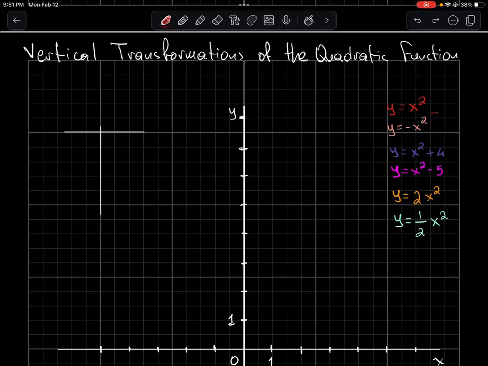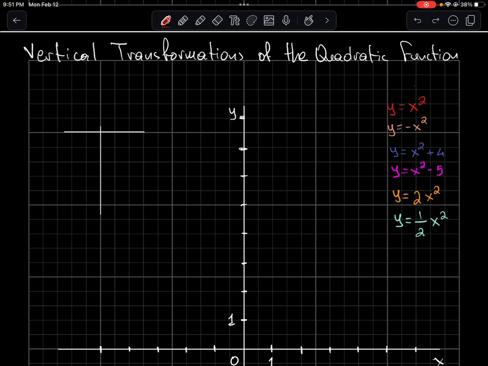Let's talk about transformations of the quadratic functions, and in particular we'll start with the parent function and we'll transform it in order to get the graph of those functions that represents the most usual cases of single transformations. Okay, the parent function is y equals x squared.